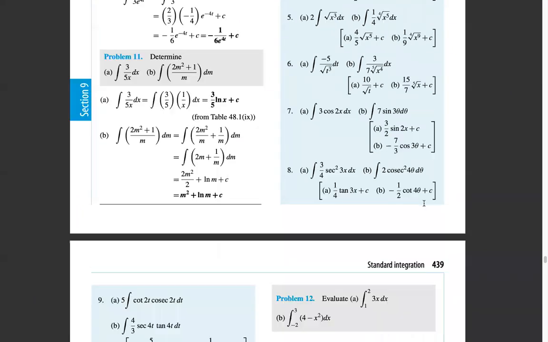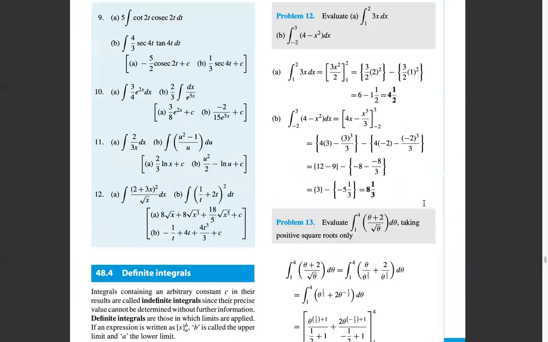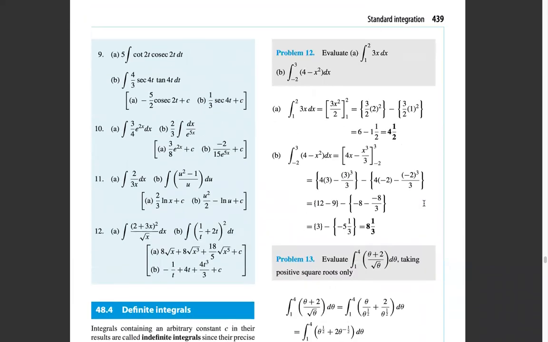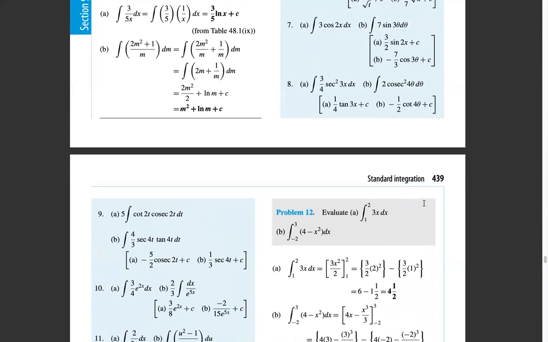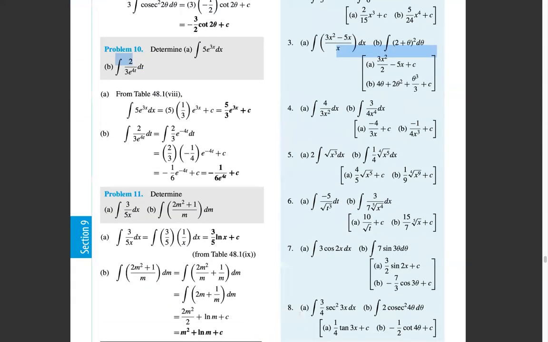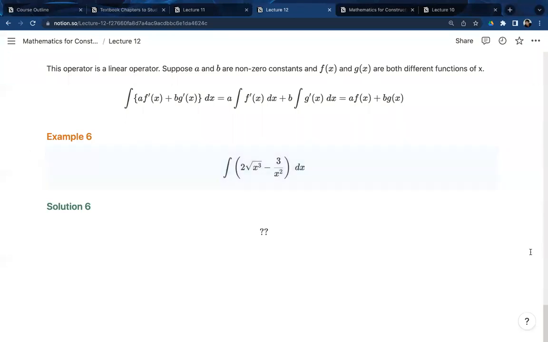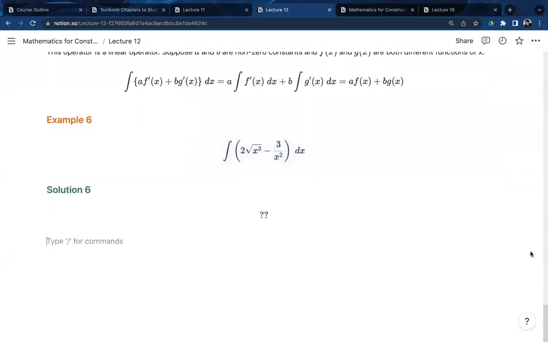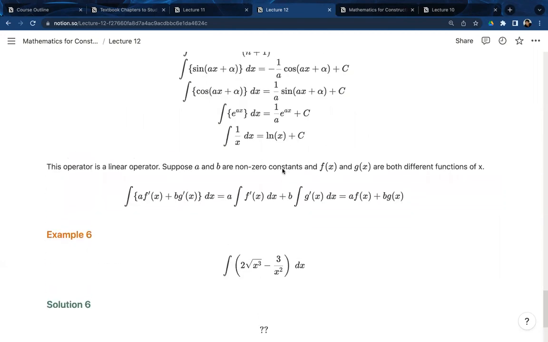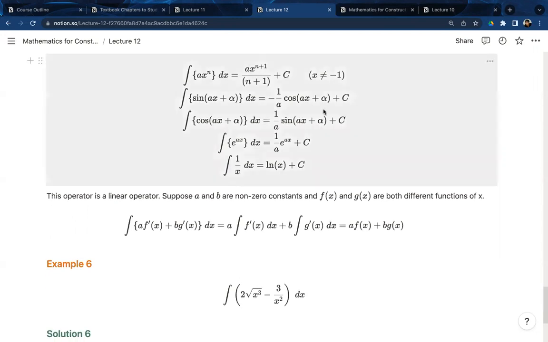It's not going to be very difficult, really. It's just you have to take your time and apply the rules and simplify or factorize as the case may be. So try this question here, example 6. Integral of 2 by the square root of x cubed minus 3 over x squared. Integrate this with respect to x using the rules above, the polynomial rules, and simplify your answer where you could.